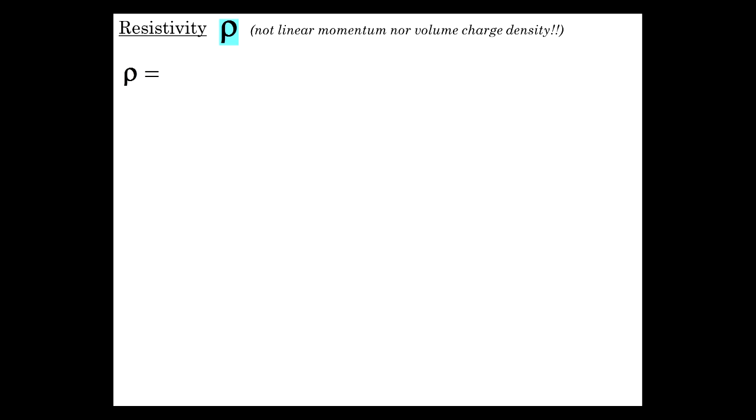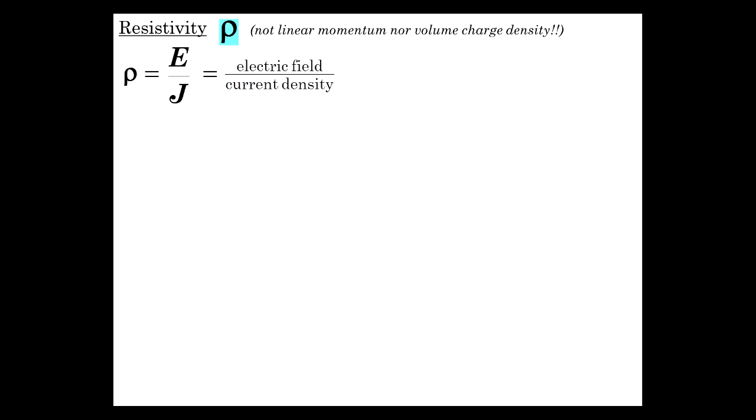Well, what is it? Resistivity, rho, equals electric field over current density. That's right, electric field over current density. Now I know you're thinking, what the heck? Let's see, electric field, force per charge over current per area. Yeah, force per charge over current per area. Oh, that's a nice intuition. I've got a wonderful intuition as to what that means.